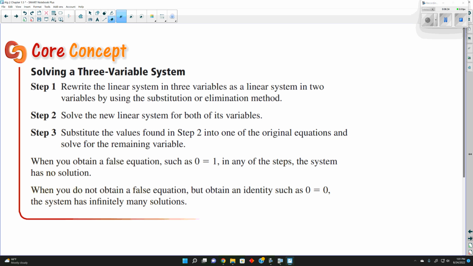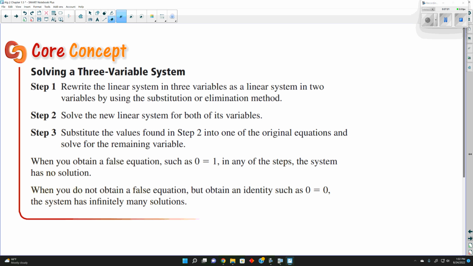Now, I think their wording's pretty good, but I'm going to write out some steps hopefully to make it a little bit clearer. Probably when I write them out, it's not, but once we start doing them, it'll make more sense. But the first main step is to rewrite the linear system in three variables as a linear system in two variables by using substitution or elimination method. Second step, solve the new linear system for both of its variables. Step 3, substitute the new values from step 2 into the original equation and solve for the remaining one. Okay. I'm going to give us some different steps. It might be one or two more, but it'll make a little more sense.